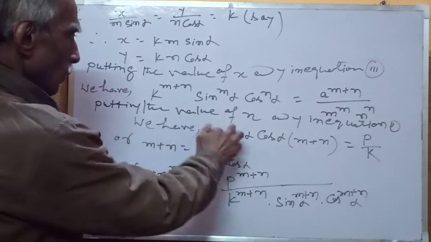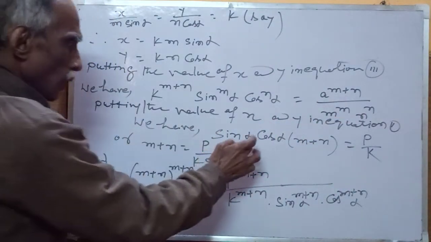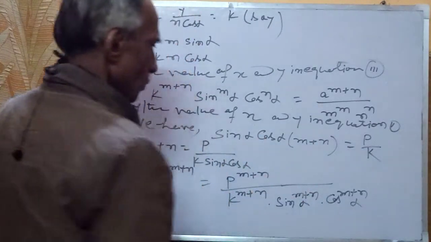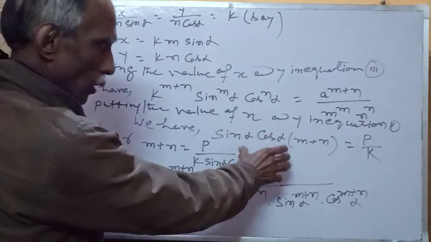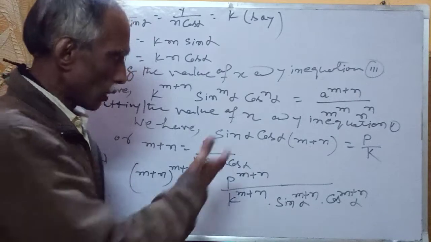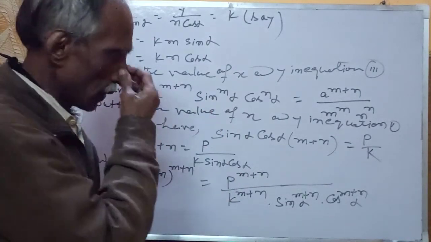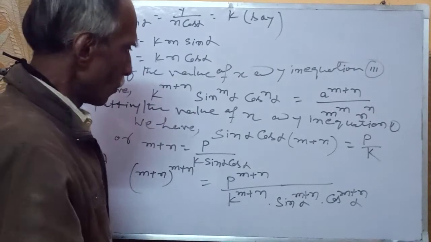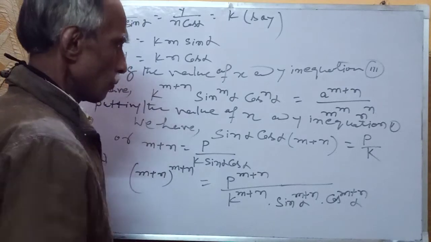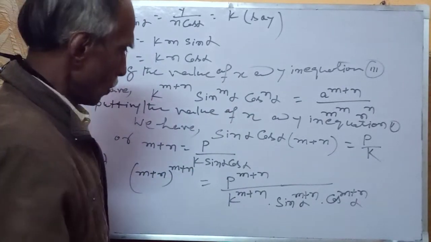Similarly, putting the value of x and y in equation 1, we have (m sin alpha cos alpha, m plus n) is equal to p by k. By calculating, you will get this part. This is a matter of calculation. You should calculate well, because this is a competitive type question. If you are preparing for any competition, then such calculation is very necessary for you to control.